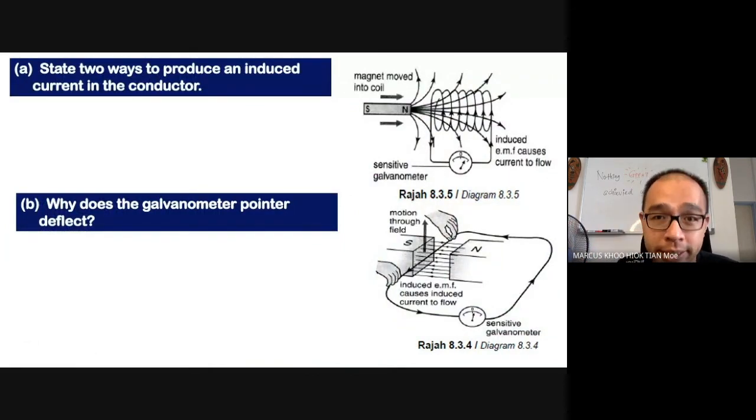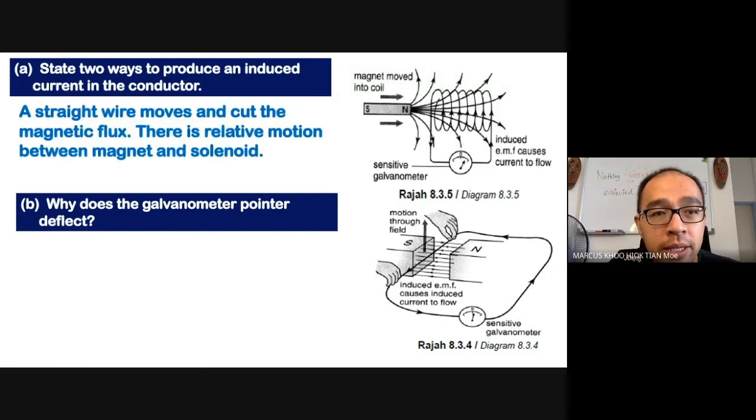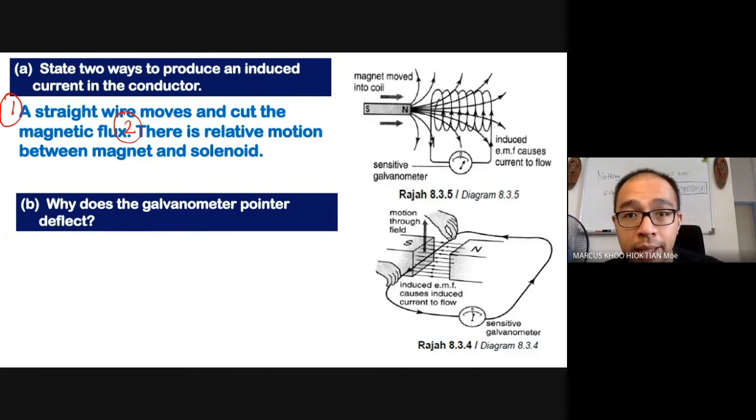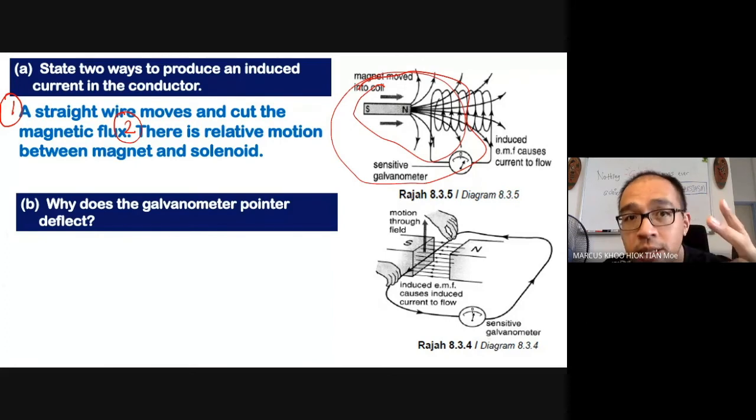So state two ways to produce an induced current in a conductor. Number one, a straight wire moves and cuts the magnetic flux. Number two, there is a relative motion between the magnet and the solenoid. Sorry, I should have split this into two. So the first way, you have a straight wire, just one piece of wire, and you cut the magnetic flux. Secondly, there is a relative motion between the magnet and the solenoid, which is this case. So both of these ways produce induced current.